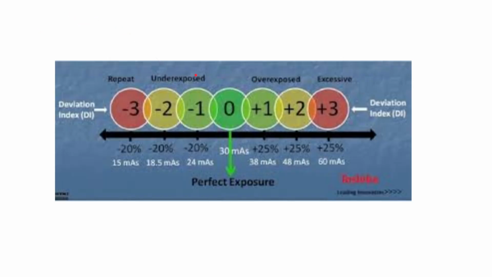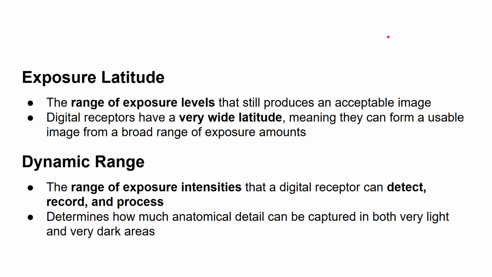Here's a chart. There's also some really good charts in your book, as well as tables that break down everything. Here you have the DI numbers going from +3, which is excessively overexposed, and then you have it go down here to a -3, where it's excessively underexposed.